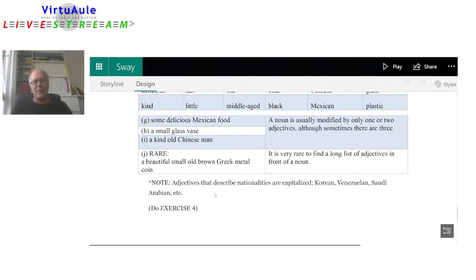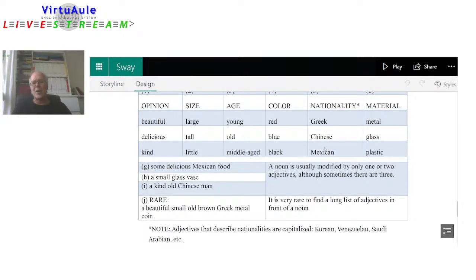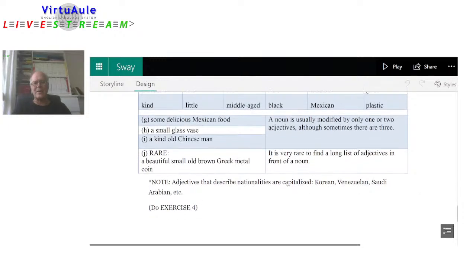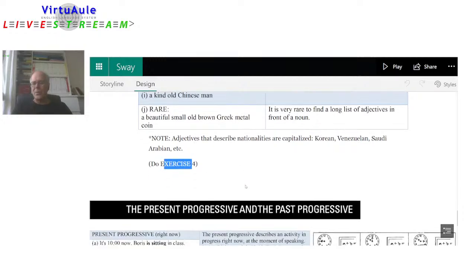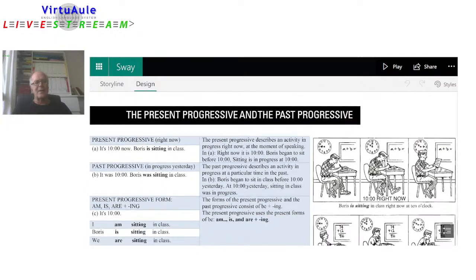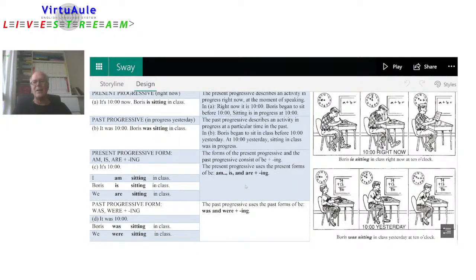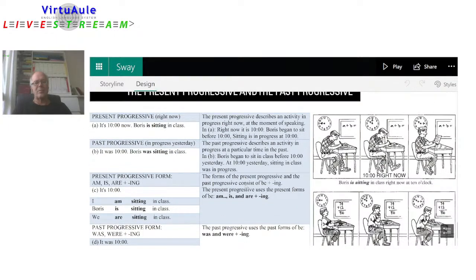And adjectives that describe nationalities are capitalized. I just want you to remember that. Korean, Venezuelan, Saudi Arabian, as we saw, Greek, Chinese, Mexican. Those are capitalized because they're nationalities. All right, you can do the exercise 4 if you're into that course. And let's now look at the present progressive.